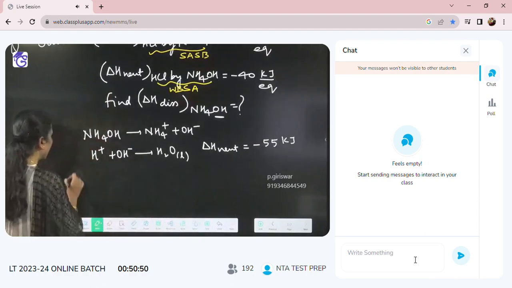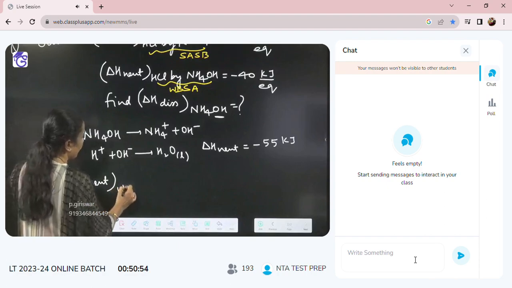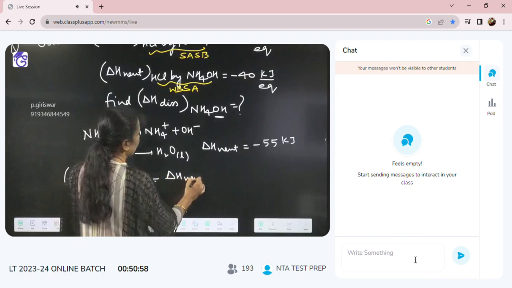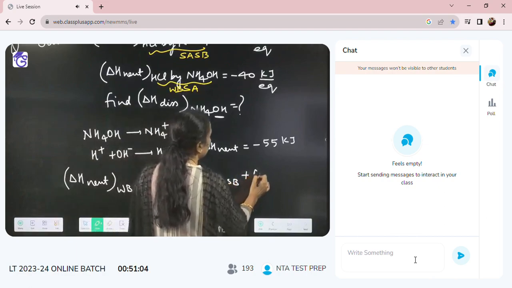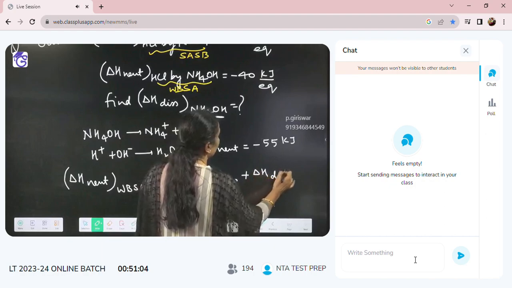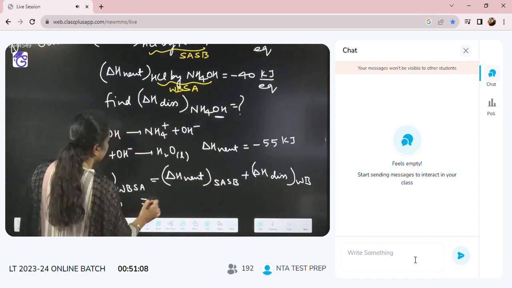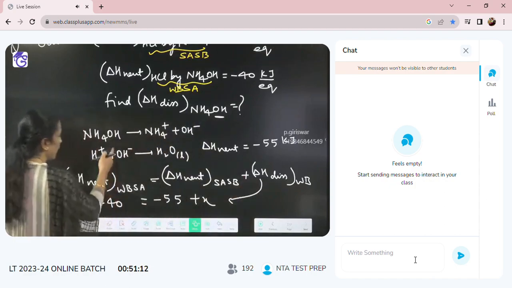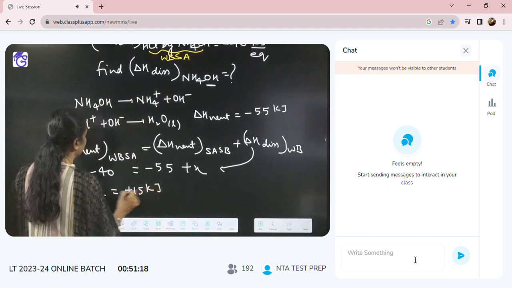So simply I have to use the formula: delta H neutralization of a weak base by strong acid is equal to delta H neutralization of a strong acid by strong base plus delta H dissociation of this weak base. So here I have given you minus 40, this is minus 55, and I am writing X in its place. So ultimately X will be equal to plus 15 kilojoule. That's your answer.